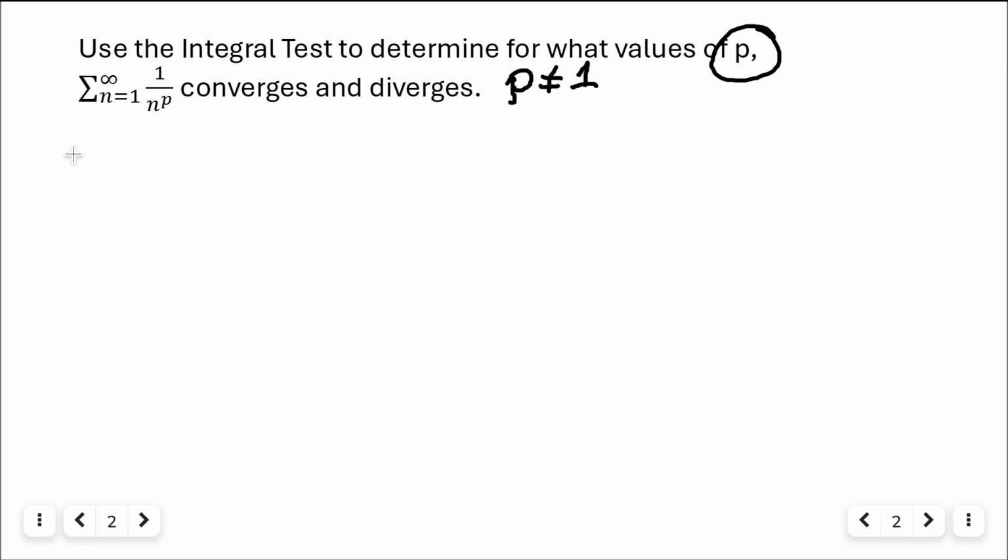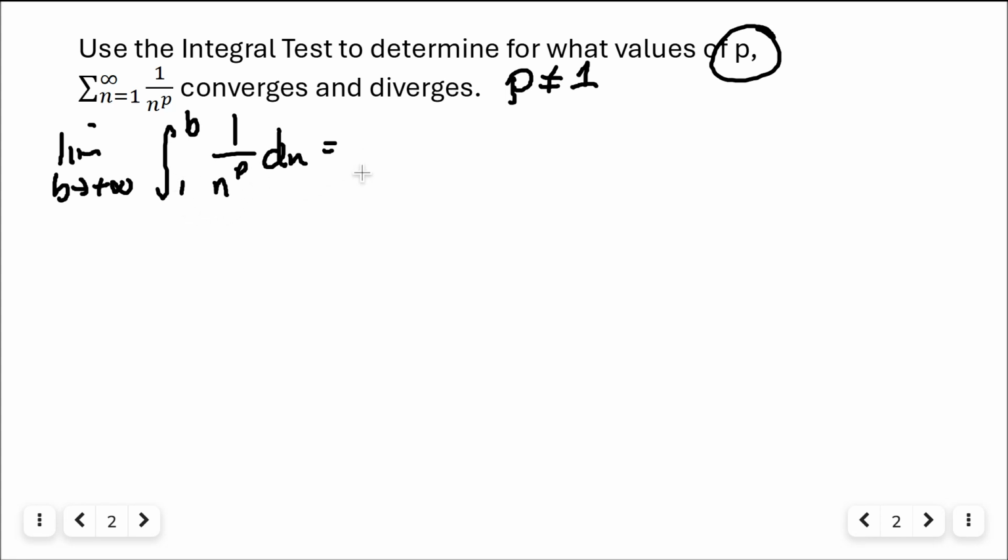So to use the integral test, we're going to take the limit as b goes to infinity of the improper integral from 1 to b of 1 over n to the p dn. Now, 1 over n to the p. Remember, p is a number. So this is like looking at 1 over n squared, 1 over n to the half, 1 over n to the fifth, 1 over n to the 10th, whatever it may be.